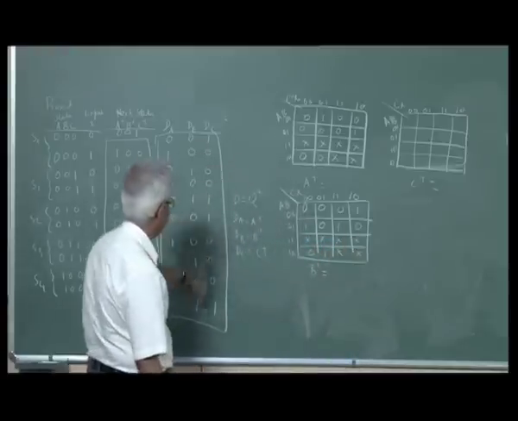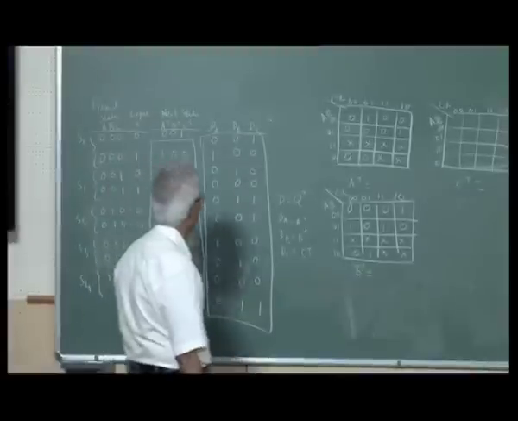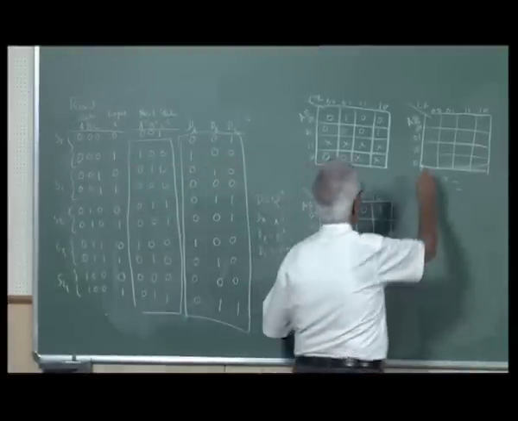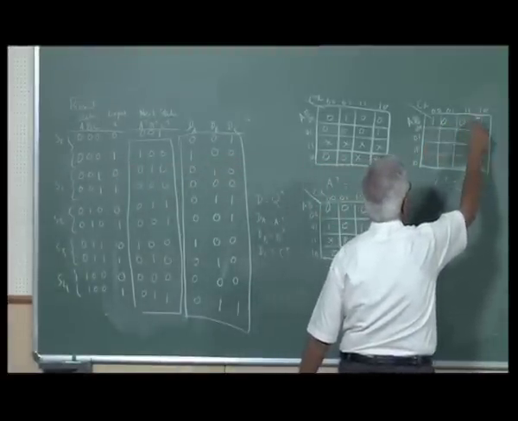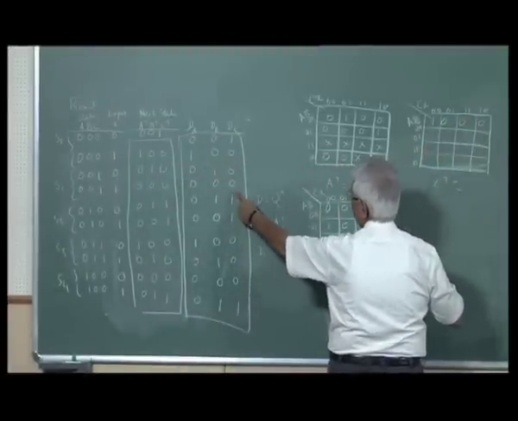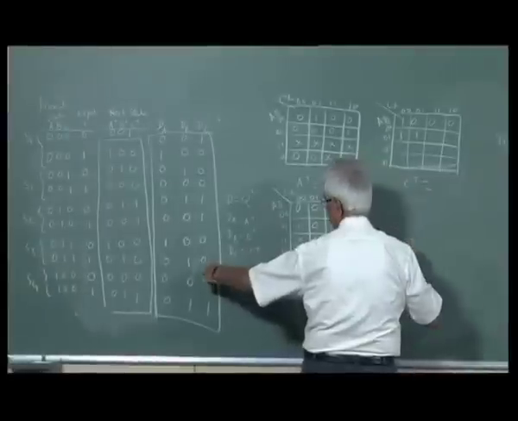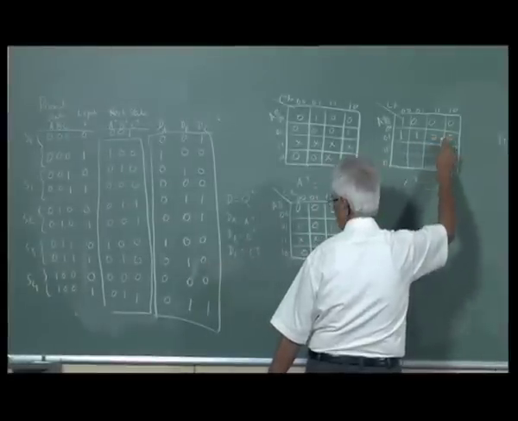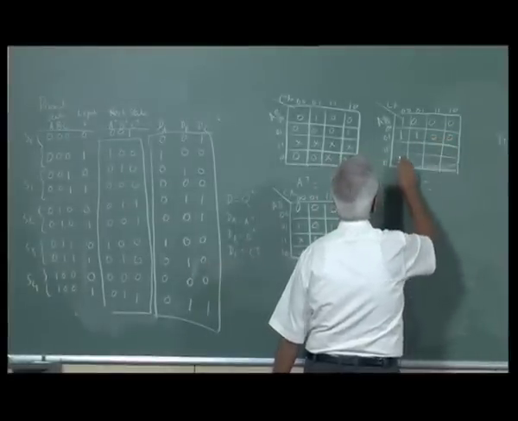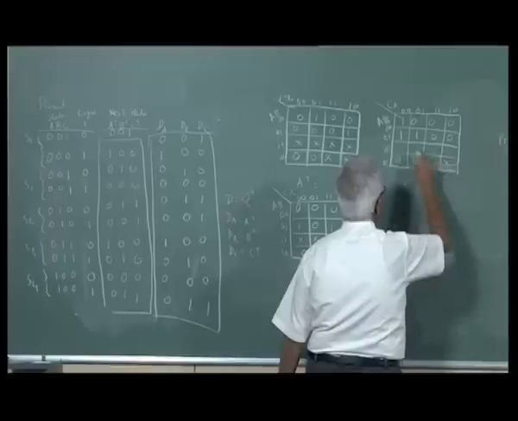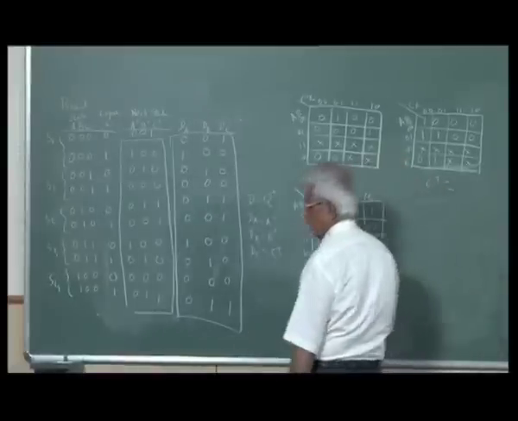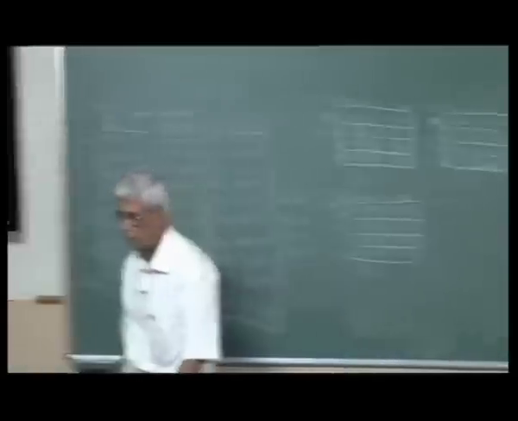And finally, DC would be 1, 0, 0, 0, 1, 1, 0, 0, 0, 1. Don't care, don't care, don't care, don't care. Now, these are Karnaugh maps, you know how to read them.